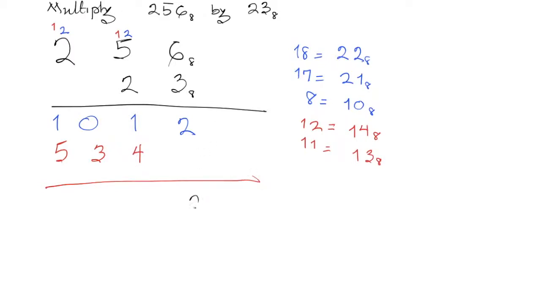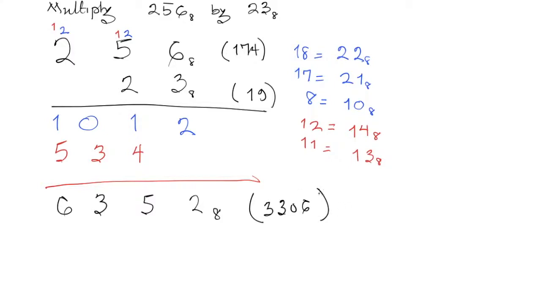So we add up our answers. This is 2. This is 5. This is 3. And this is 6 in base 8. If you want to do a quick check, you would know that this is 174 in base 10. This is 19 in base 10. And that will give you an answer of 3,306 in base 10. So that's how you do that.